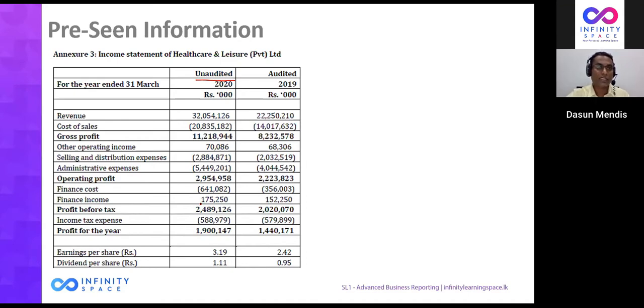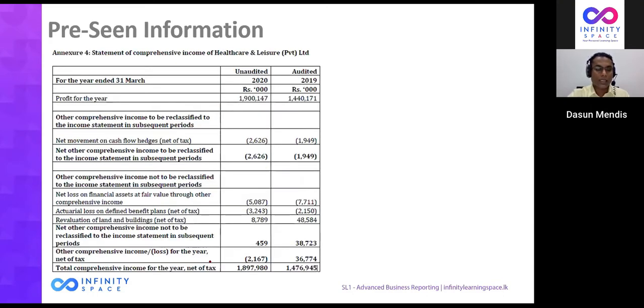First of all, what is given is the income statement. You have the normal components like revenue, cost of sales, gross profit, other operating income, selling and distribution expenditure, administrative expenditure, and operating profit. Thereafter, the finance cost and finance income, PBT, income tax expense, and the profit for the year. Earnings per share and dividend per share information is also given. Then you have been given the statement of comprehensive income, which includes the profit plus the other comprehensive income.